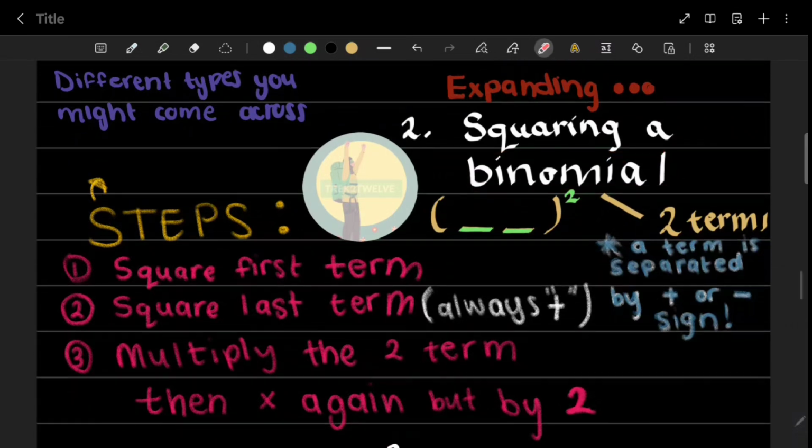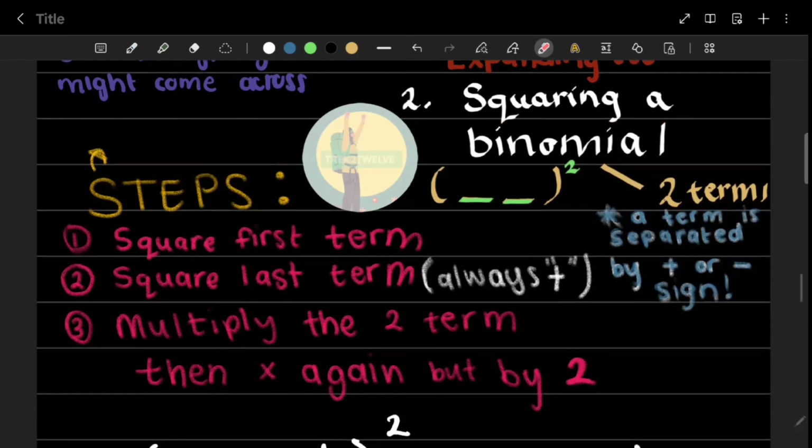Right, so let's start with the basics. What is a binomial? We all know a binomial is two terms. And we also know what a term is. A term is separated by either an addition sign or a minus sign, a subtraction sign. So that's how we know what a term is. Please do not get confused. Okay, now squaring a binomial basically means that there's a bracket, and inside the bracket there are two terms, and this entire bracket is being squared.